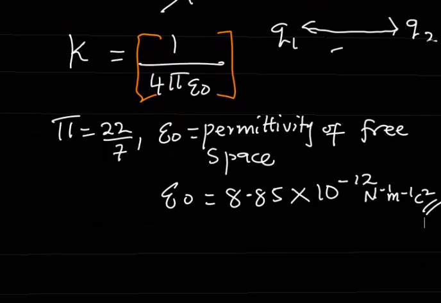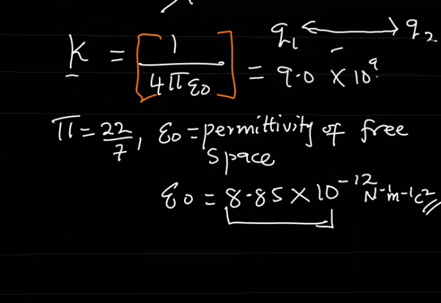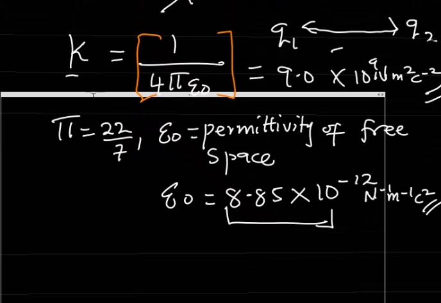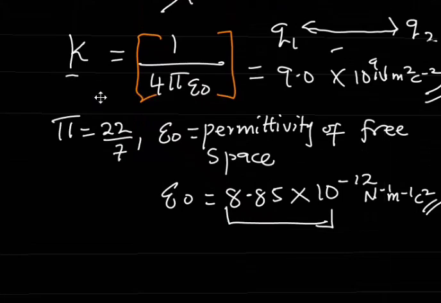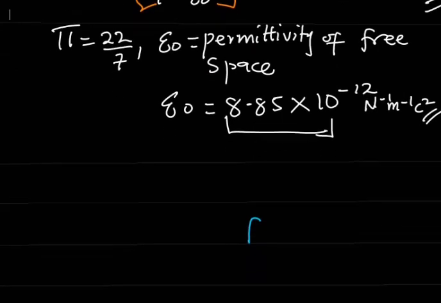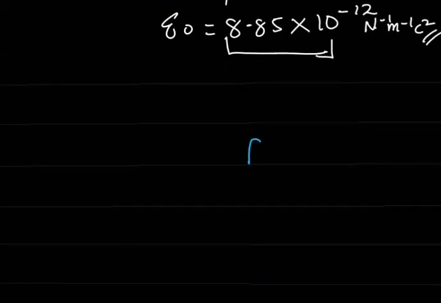By the time you fix these values into this, you will discover that K is equal to 9.0 times 10 raised to the power 9 Newton meter square per coulomb square approximately. So you can try that yourself to prove that K is that value. All right. So here we go. Now let's illustrate this with an example.